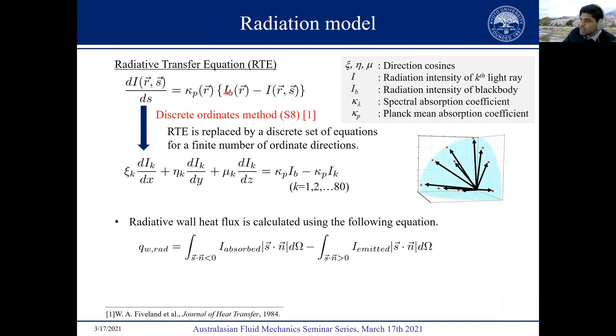The next model that we have is, of course, radiation, because radiation is important. So for the computation of radiative heat transfer, we solve the radiative transfer equation shown here by the discrete ordinates method with S8 quadrature. So what we are doing is this equation for the radiative heat transfer is replaced by a discrete set of equations for a finite number of ordinate directions. So the S8 quadrature means you are solving for 80 rays of light that are responsible for the radiation emission.